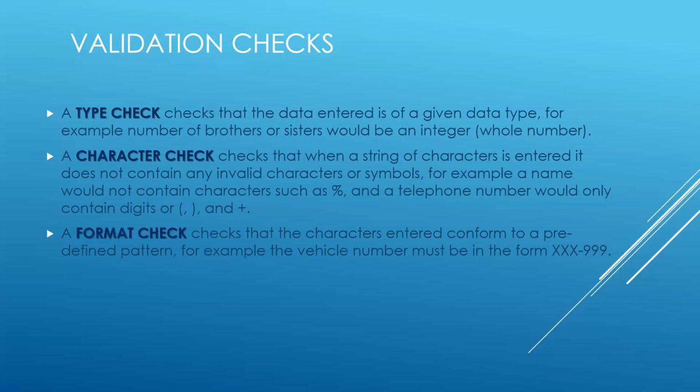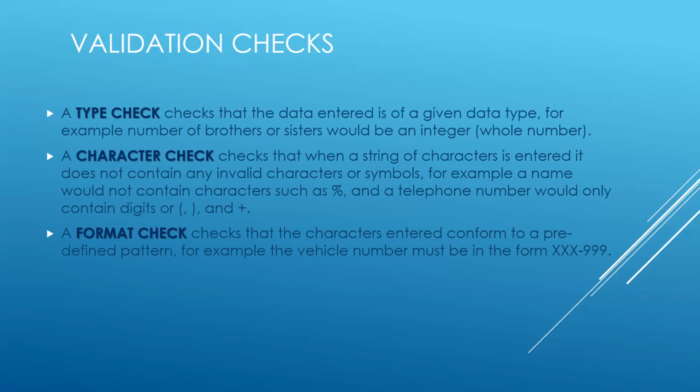Format check, a very interesting one. A format check checks if the characters entered conform to a predefined pattern. For example, the vehicle number must be in the form XXX-999. Now, the first thing that you need to know: format check means that in some situations we need to follow a certain format. A vehicle number normally contains letters in the beginning, and that is denoted by X in your pseudocode as well as computer science, and the 9 is any digit. So here we denote a letter by X and any digit by the digit 9.